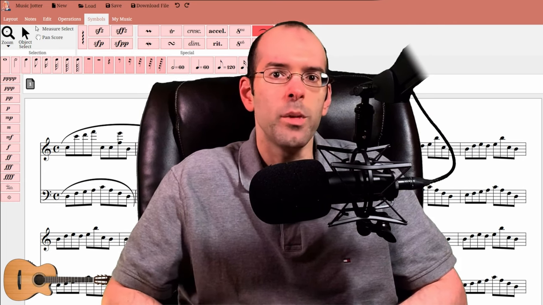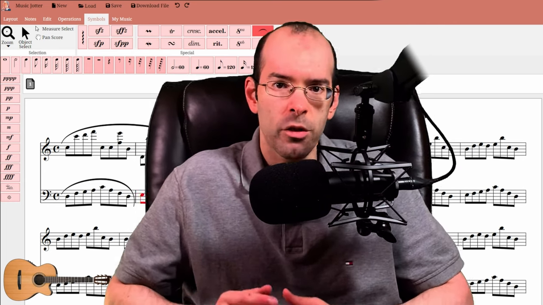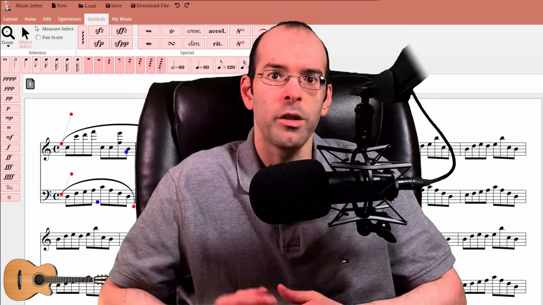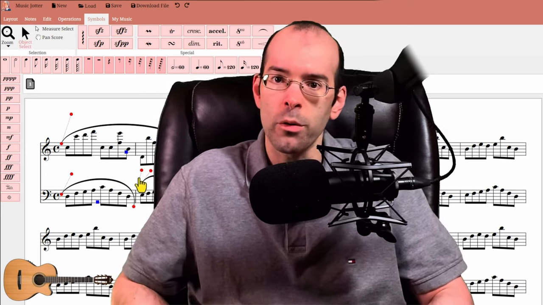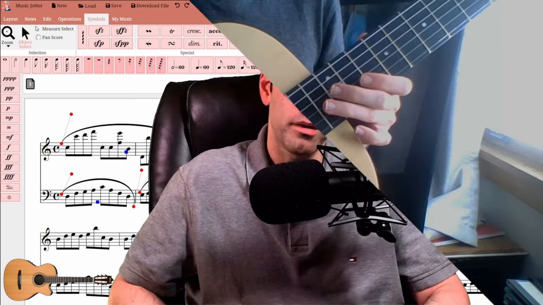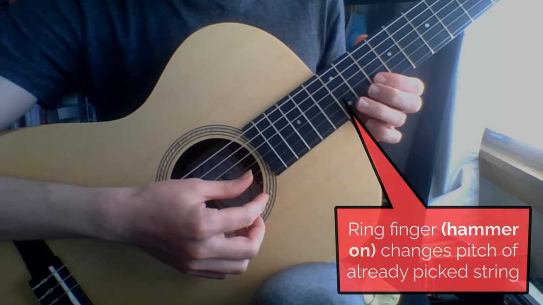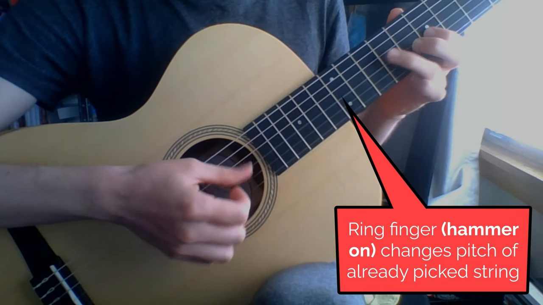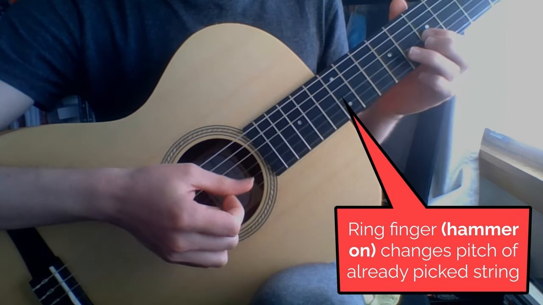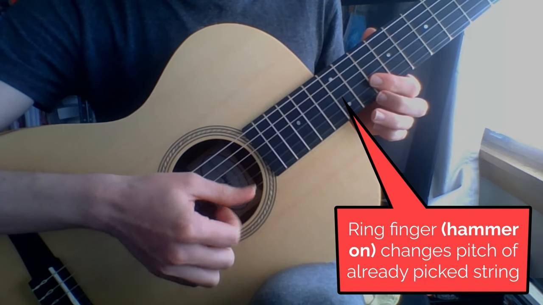And the hammer-on just means that you change the pitch of a string that has already been picked by pressing onto the fret. So Expert 21 from Young Composers shows us the hammer-on. So take note of his ring finger pressing onto the fret to change the pitch of the picked string.